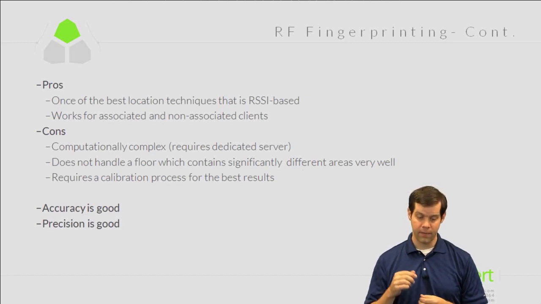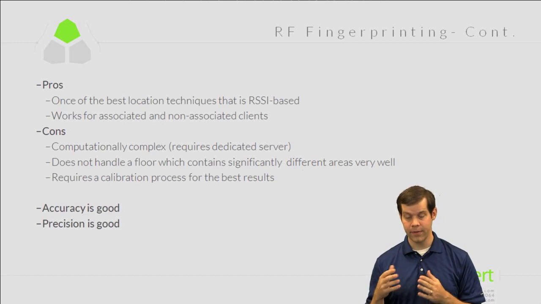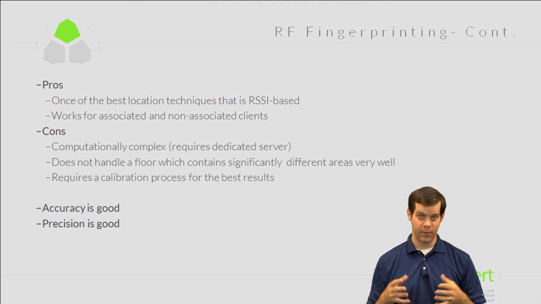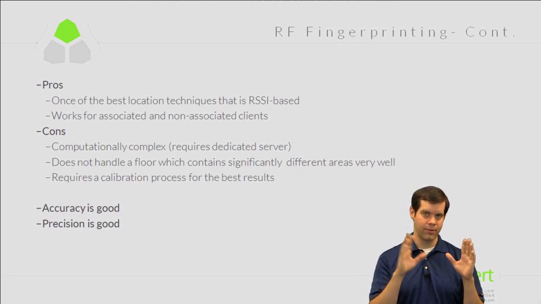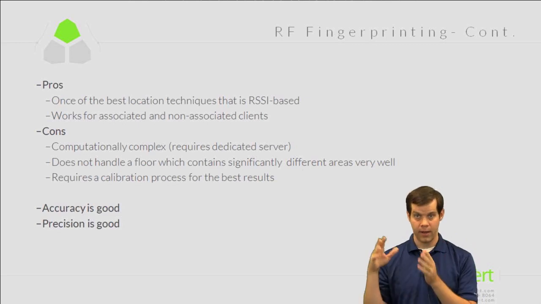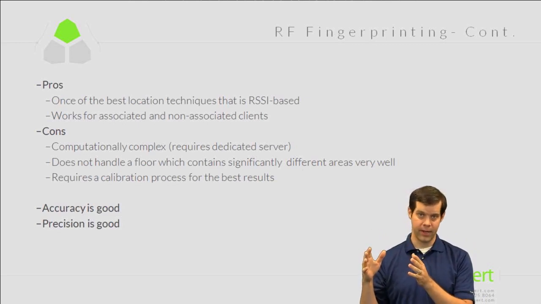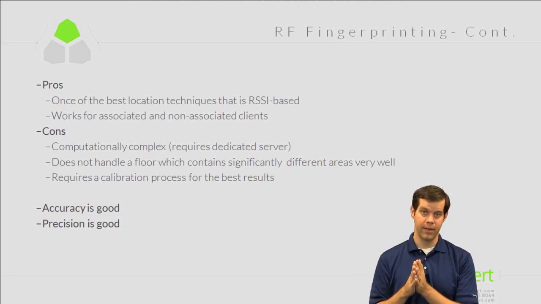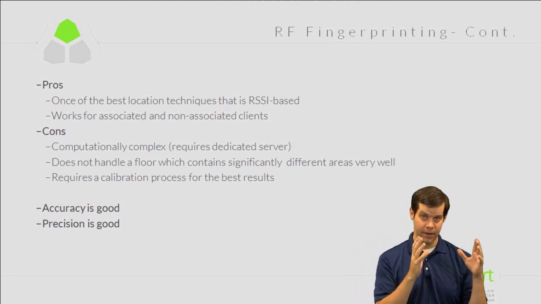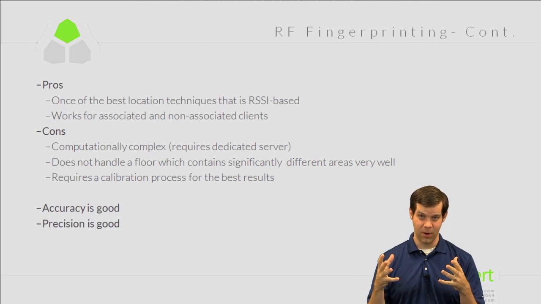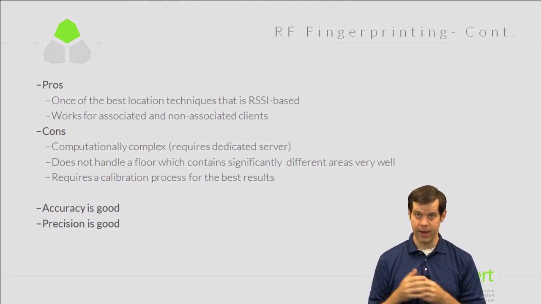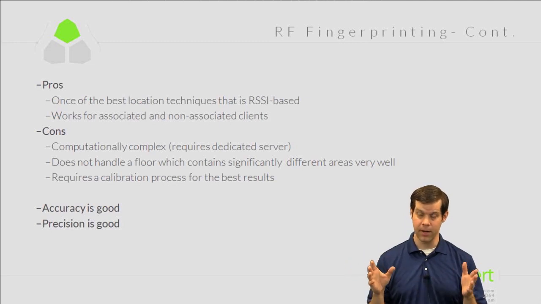It does not handle a floor which contains significantly different areas very well. So let's say that we had a single floor and one side of the floor was wide open manufacturing where there's no walls, just some machinery over there. And the other half was real dense walled offices. So obviously that path loss is going to be different in the open section compared to the walled office section. So if we had just one floor with that, it can't be accurate everywhere because the path loss model is so different in one area compared to another.